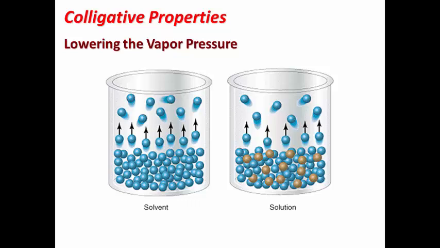So when you have something dissolved, it makes it harder for particles to escape from the solution because now they're attracted to something else in the solution. So you're going to have fewer particles with the energy necessary to escape from the solution. You have to raise the kinetic energy to get more particles to come out. The effect of this is that you're going to lower the vapor pressure above the solution.